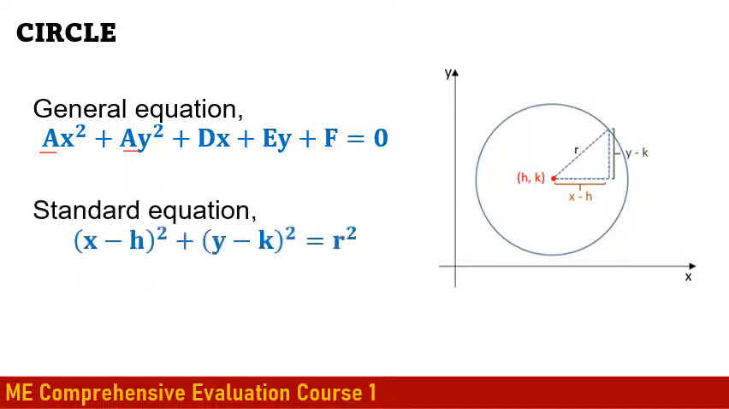The standard equation, on the other hand, for a circle is (x minus h) squared plus (y minus k) squared equals r squared. This is when the center of the circle (h, k) is known and the radius is also known. Then you can get the standard equation by plugging in the values, and you can also get the values by completing the square from the general equation.